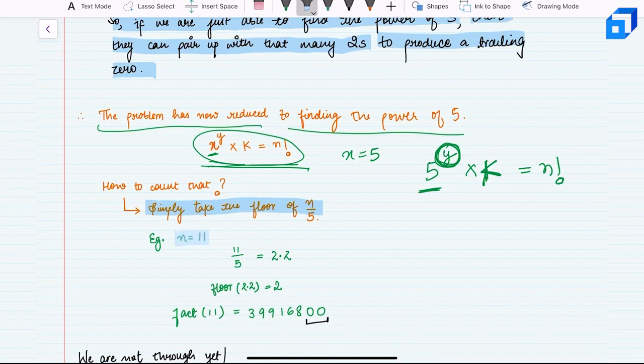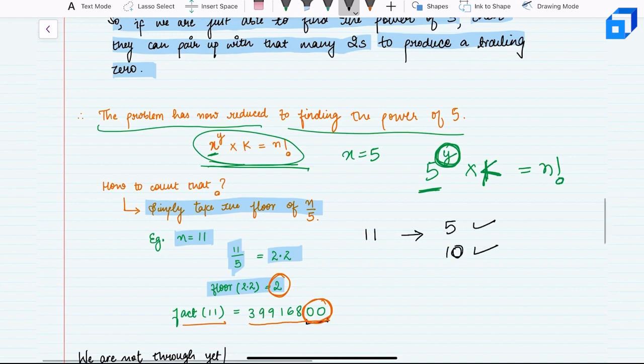For example, let's say n is equal to 11. Now n by 5 gives us 2.2. The floor of 2.2 is nothing but 2. That means the factorial of n is going to have 2 zeros. If we see here, the factorial of 11 is 39916800. So there are 2 trailing zeros. Because in 11, how many multiples of 5 are there? It's 5 and 10. So this has contributed a 5, and this has contributed a 5. Therefore, the total number of 5s is 2, and therefore the trailing zeros are 2.